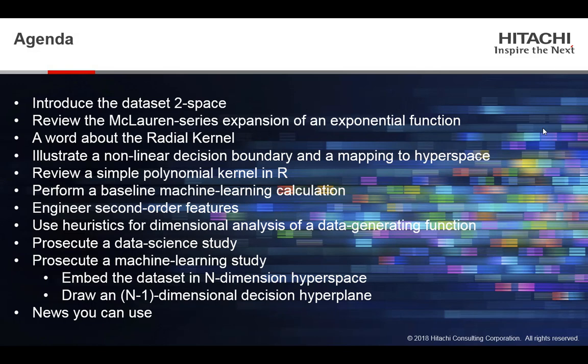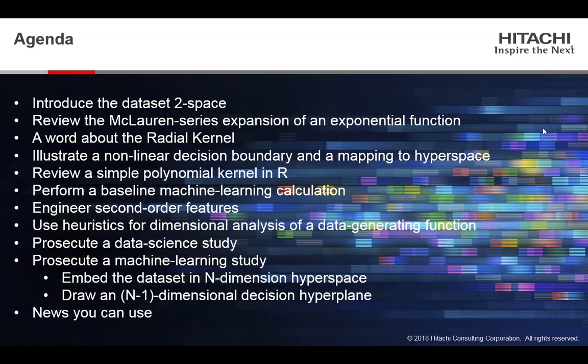So today we'll introduce a small data set and review the idea of expanding a function into a power series. That's the topic of your undergraduate calculus sequence, your high school calculus sequence, and a word about the radial kernel and how that helps us in machine learning. And we'll just use those as motivations for some of our feature engineering of higher order features. We'll just keep that in the back of our mind as we do our work.